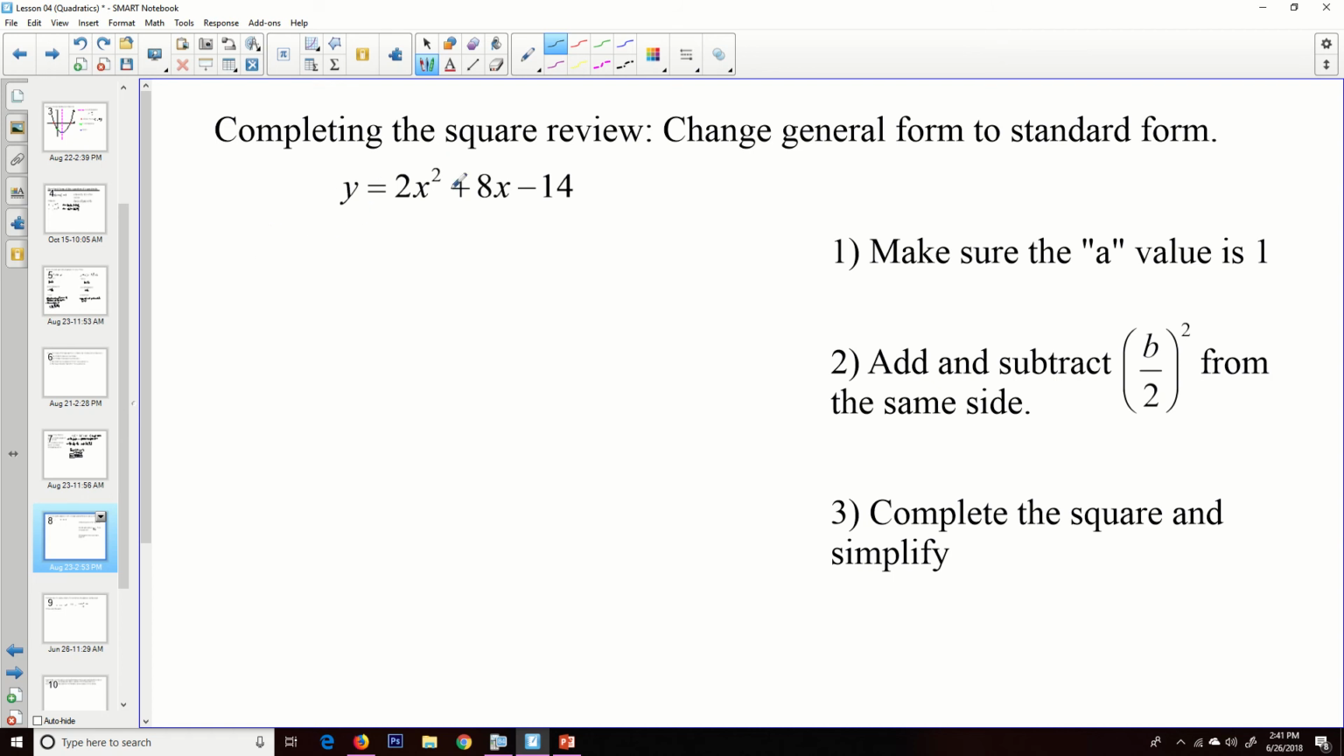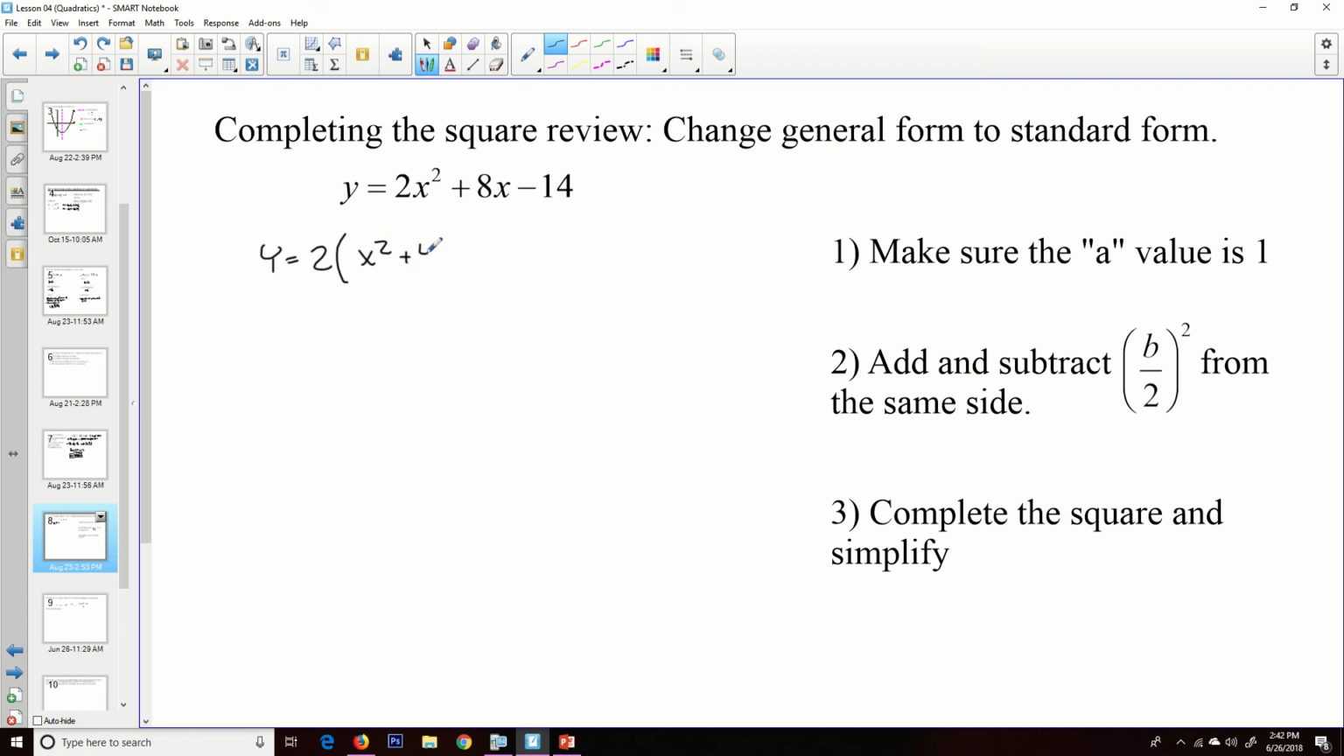So the first thing, here is my quadratic function that I'm trying to change to standard form. The first thing we need to do is make sure that the a value is equal to 1. So to do that, I'm going to factor out a 2. So I'm going to go y equals 2 times the quantity. And so 2x squared divided by 2 is just going to be x squared.